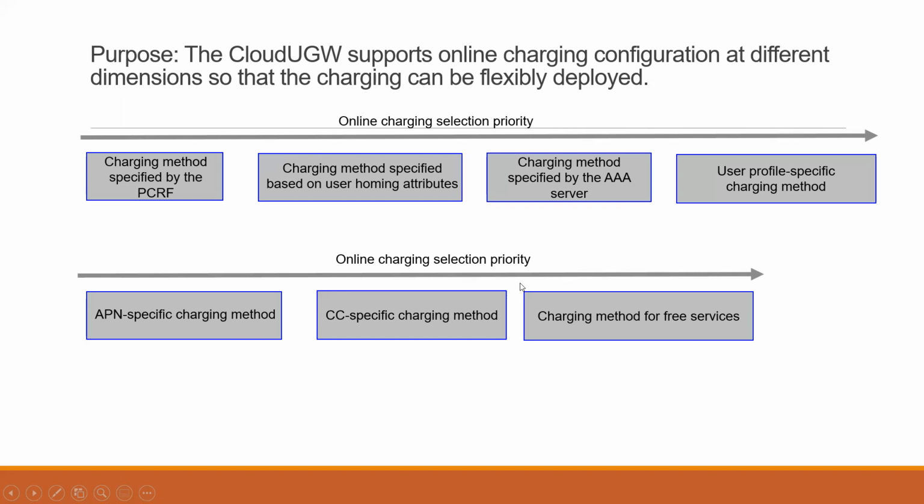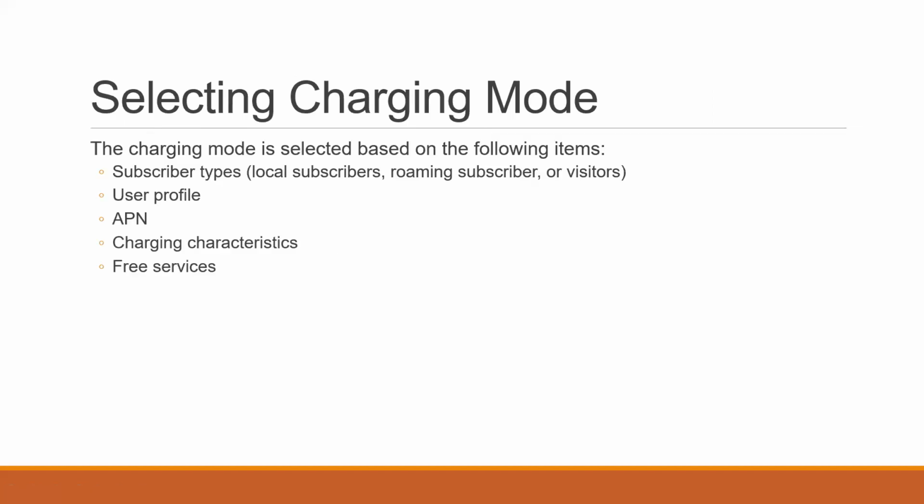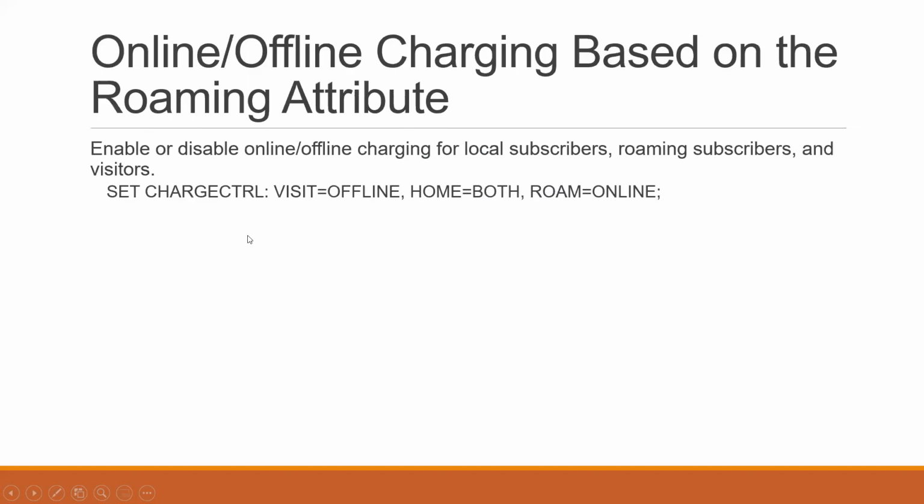So if you are requesting for a service that falls in the free service category, then that is going to have the highest priority. Then the lower one, if it doesn't match here, it is going to come over here. If it doesn't match, it's going to come over here. If it doesn't match in APN, then the profile specific, then the triple and all that. So the least one is PCRF, and the highest priority is that of free service. Okay, so charging mode is selected based on following items: subscriber types, user profile, APN, charging characteristic, and free service.